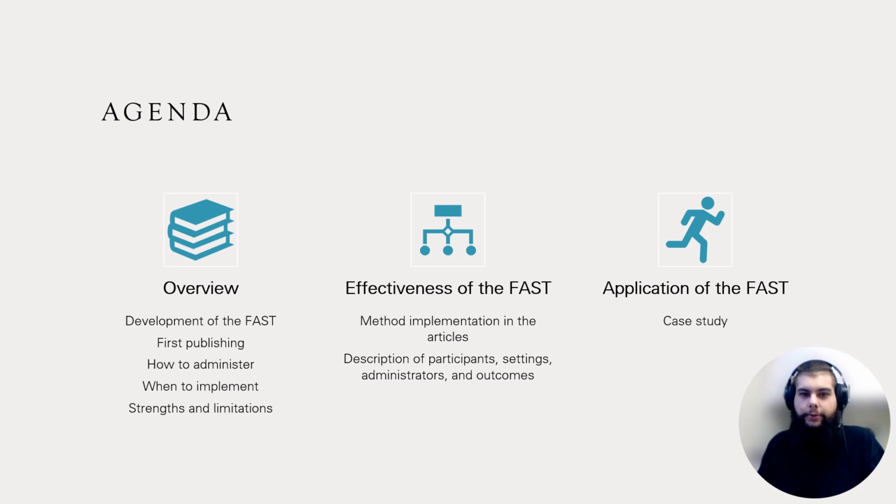Alright, so for a brief agenda of the presentation, I'll start by going through an overview of the Functional Assessment Screening Tool, or the FAST, including its development, first uses, how and when to use it, and strengths and limitations with the Functional Assessment Screening Tool. Next, we will be looking at some peer-reviewed articles testing the reliability of the FAST and comparing it with other indirect assessments. Last, we'll be looking at a case study that shows when you would use the FAST based on a wide variety of factors.